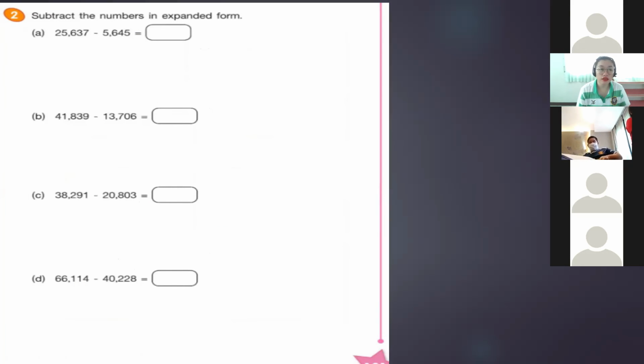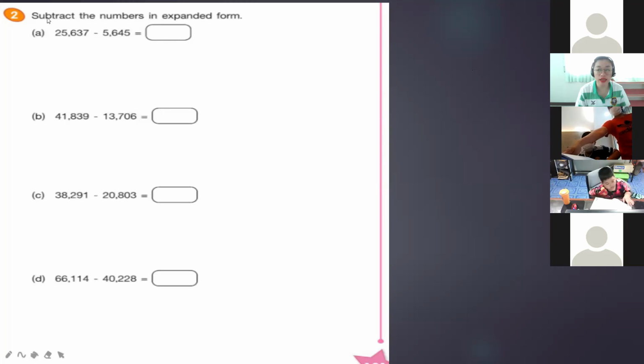Okay, so in 101, we have exercise number 2. So the instruction says subtract the numbers in expanded form. So we're going to write the expanded form of each number. Okay, so we have letter A, 25,637 minus 5,645. So we're going to write the expanded form of each number.